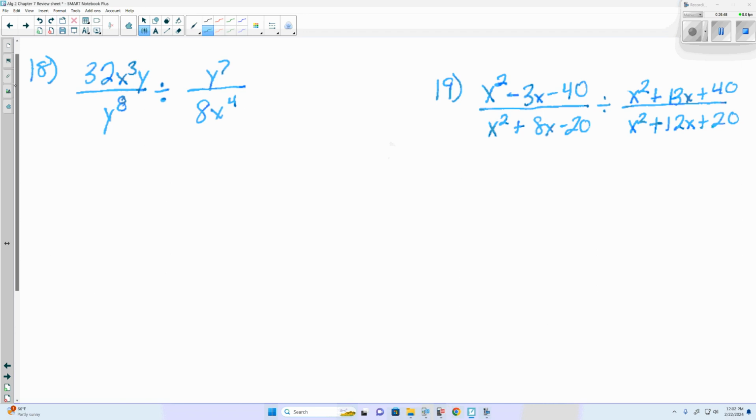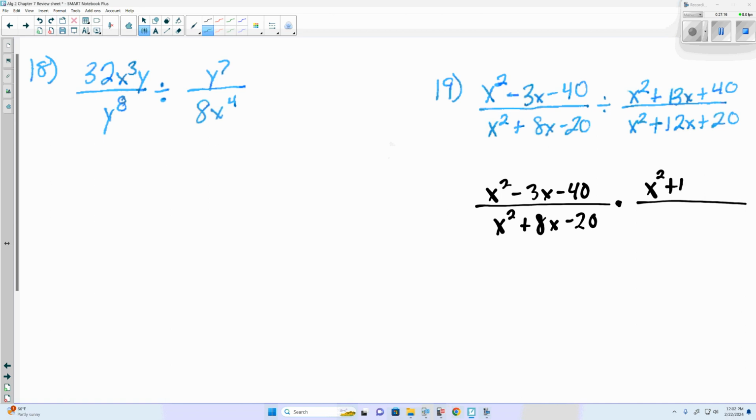We're not going to look at 18, we'll look at 19. But division is essentially like multiplication except for one main change. Keep, change, flip. When we divide two rational expressions, we keep the first one the same. We change it from division to multiplication and flip the second.